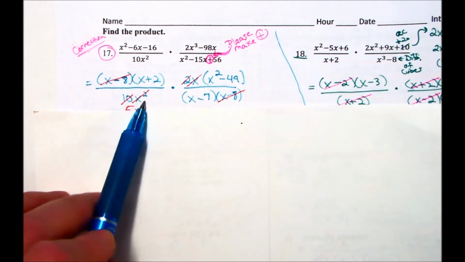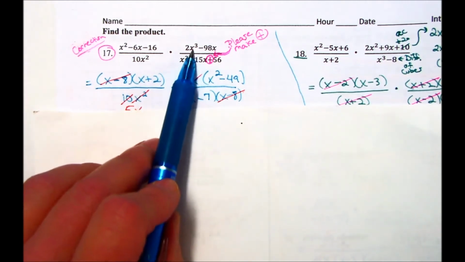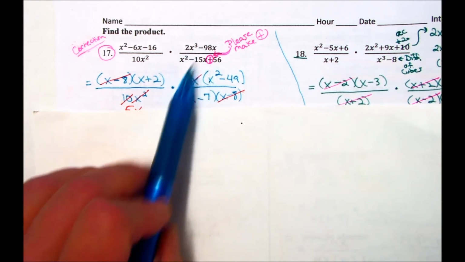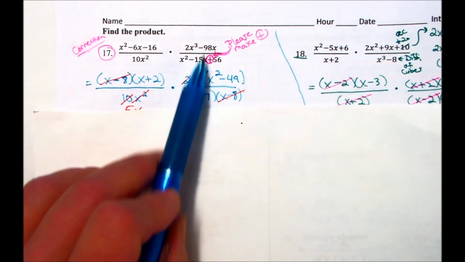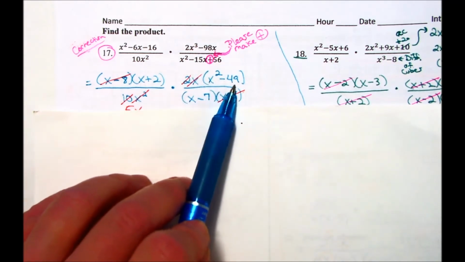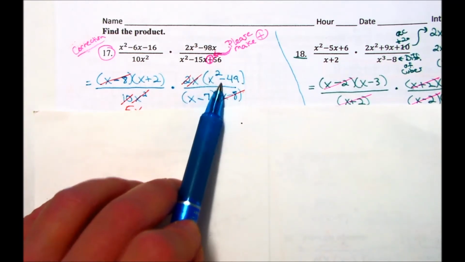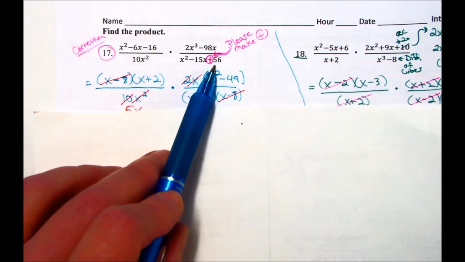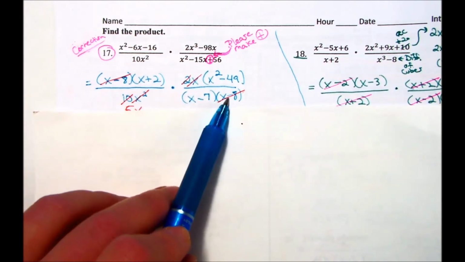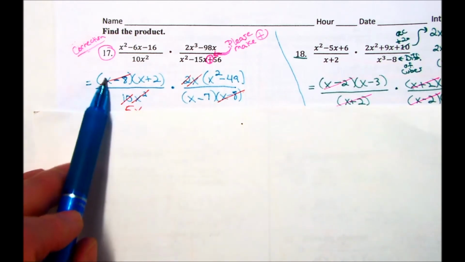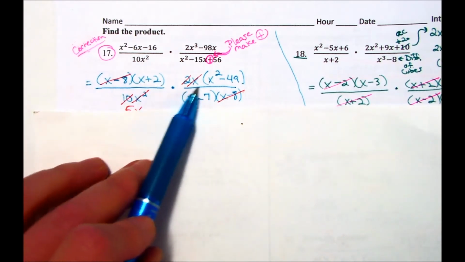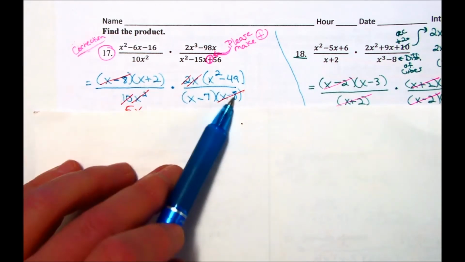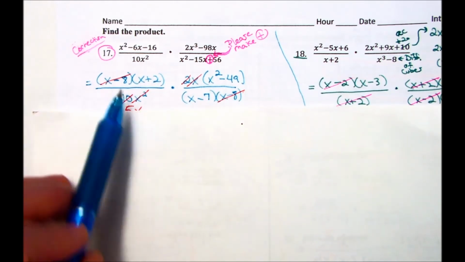This 10x squared, I just left it alone. Here, this binomial, factor out a greatest common factor, so I can factor out a 2 and an x, which then will leave me with x squared minus 49, which can also factor in the next step. The x squared minus 15x plus 56 factors into x minus 7 and x minus 8. So at this point, I can reduce, so this is basically like one fraction now since we're multiplying. Anything from the numerator can be reduced with any factors in the denominator that are the same.